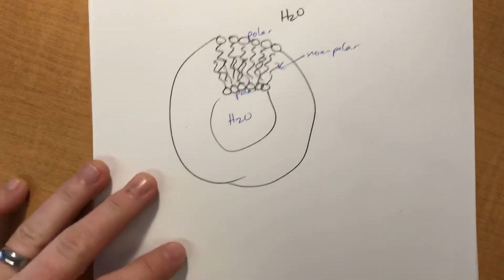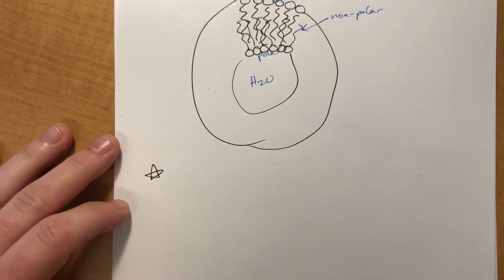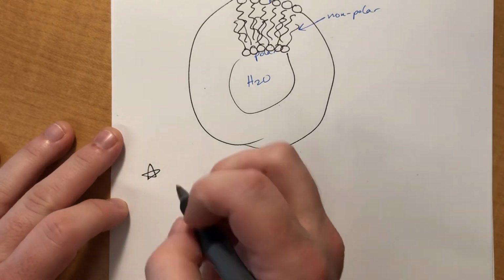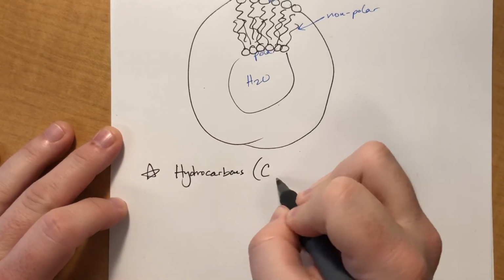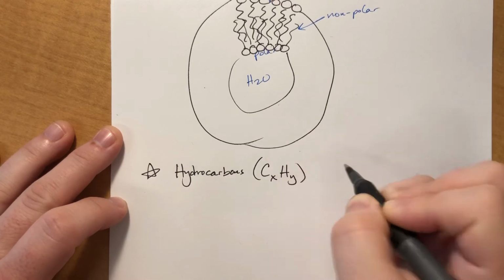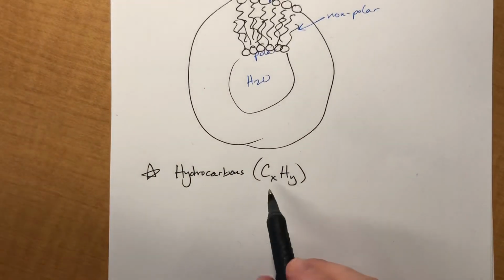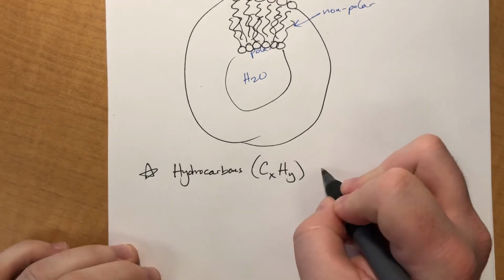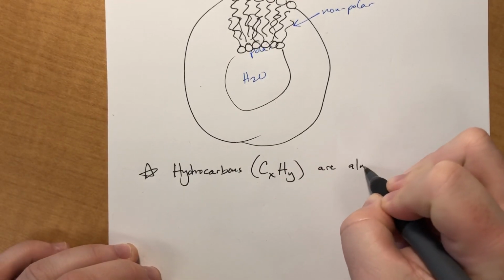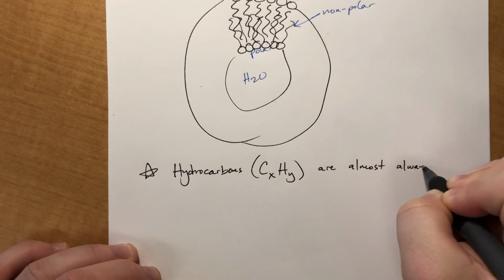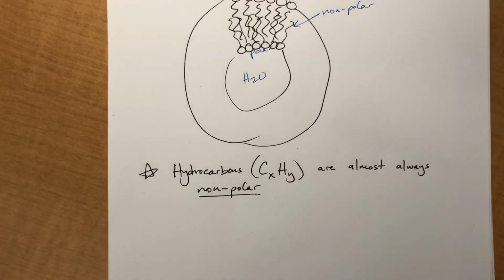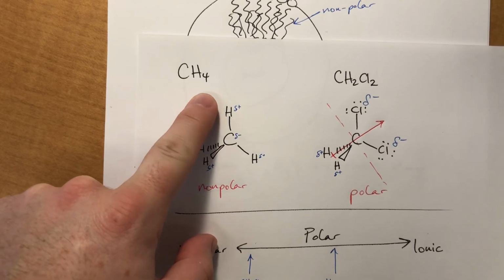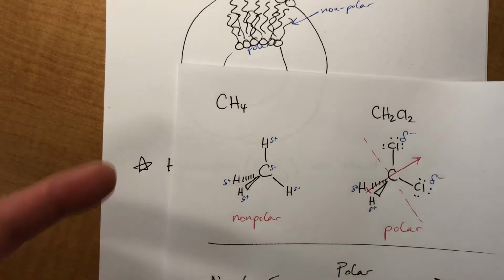A slight aside here, a little fine print. If you have a molecule that's pretty much only carbons and hydrogens, however many C's and H's you have, they're almost always non-polar. So honestly, I went through all the legwork on this one, but I just saw C's and H's. The answer is non-polar, and you don't really have to think that hard about it.